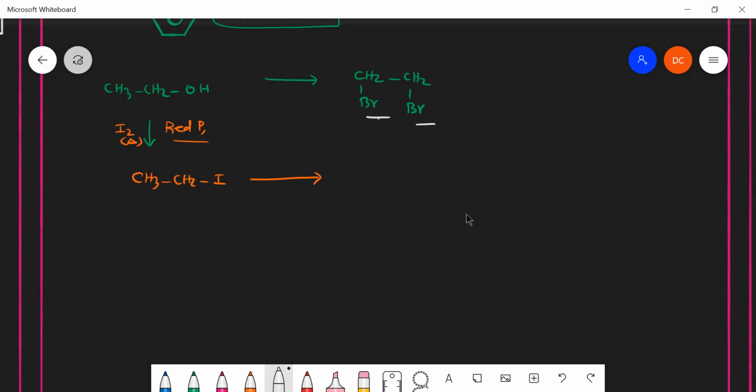So here I can use alcoholic KOH. From the alpha carbon the halogen goes off, and from the beta carbon a hydrogen goes off. So CH2=CH2, I can get ethene as a product. Once I have ethene, I have to react it with Br2 in the presence of CCl4. I can get the dihalogen derivative of ethene.